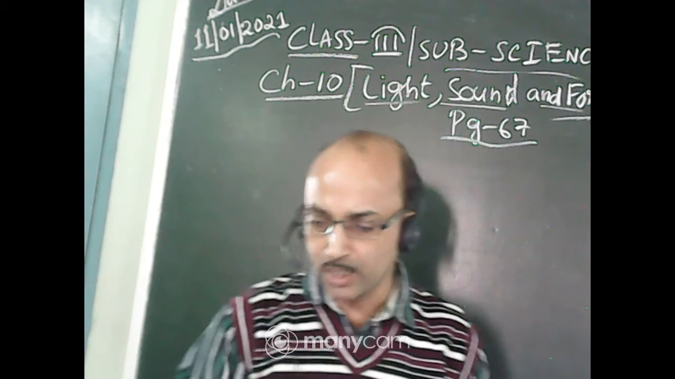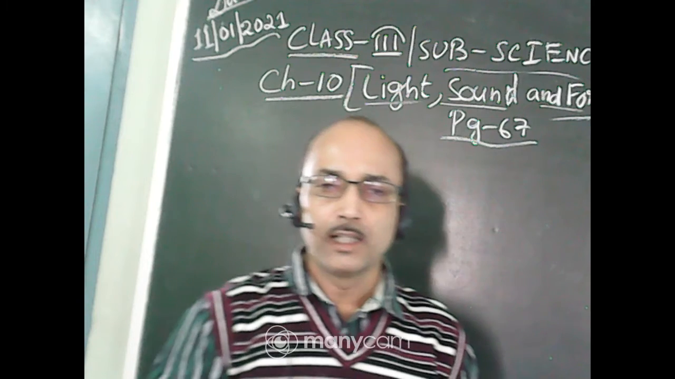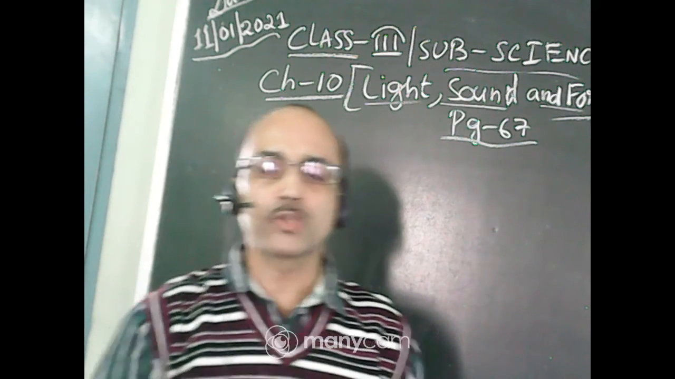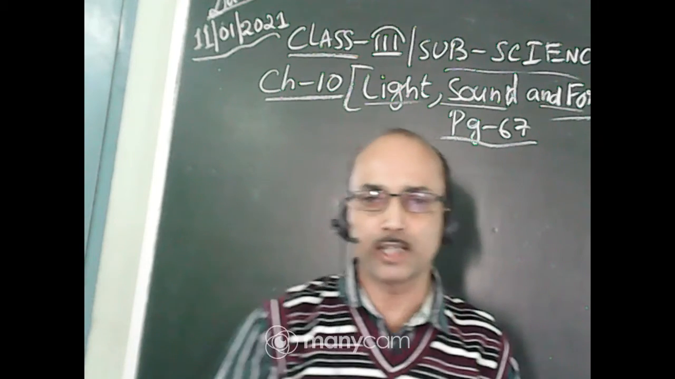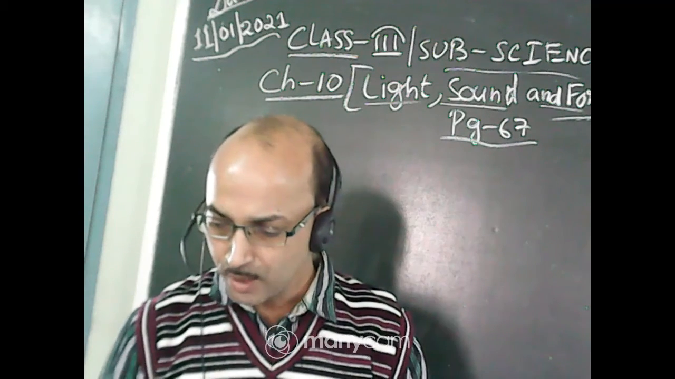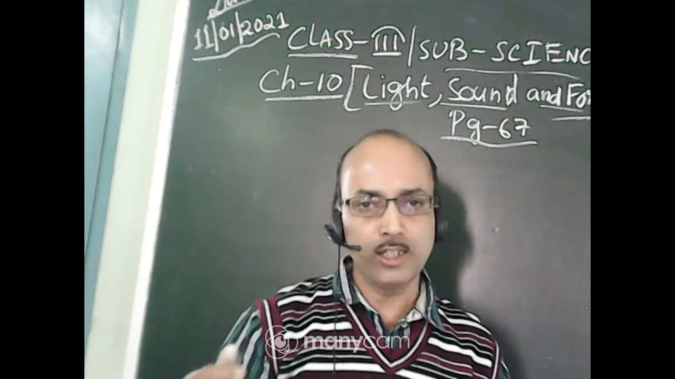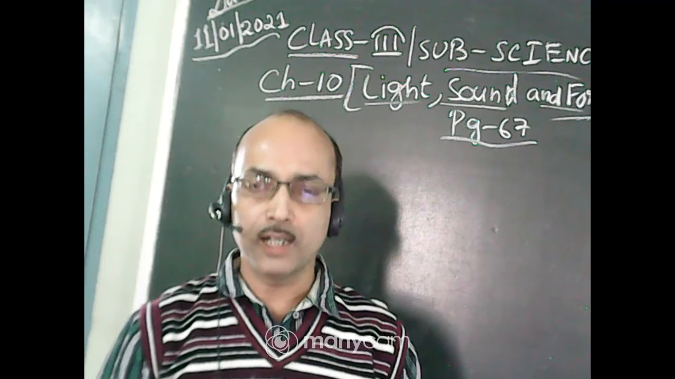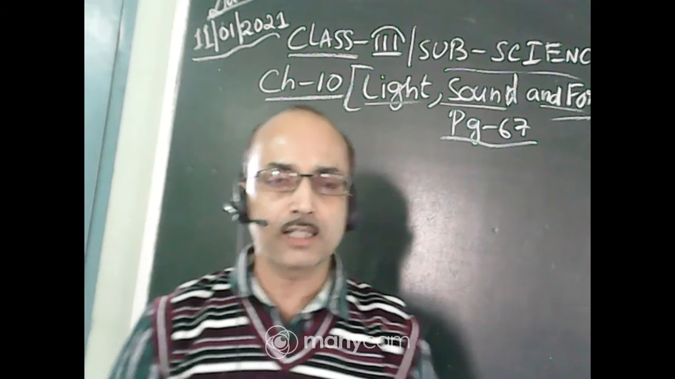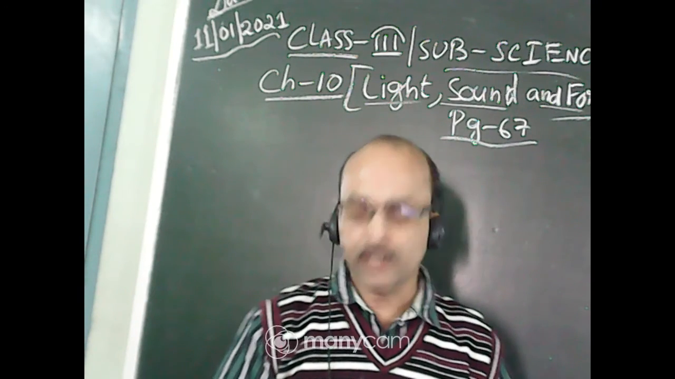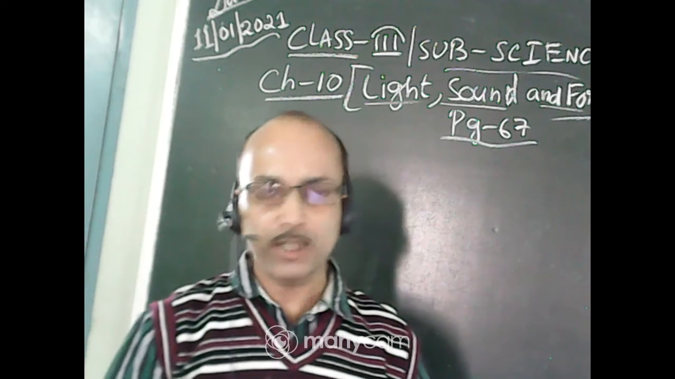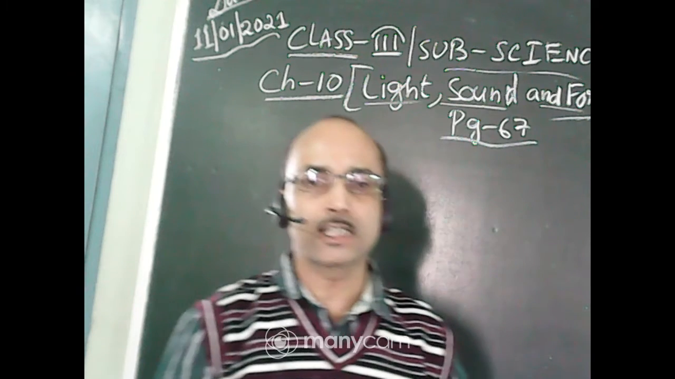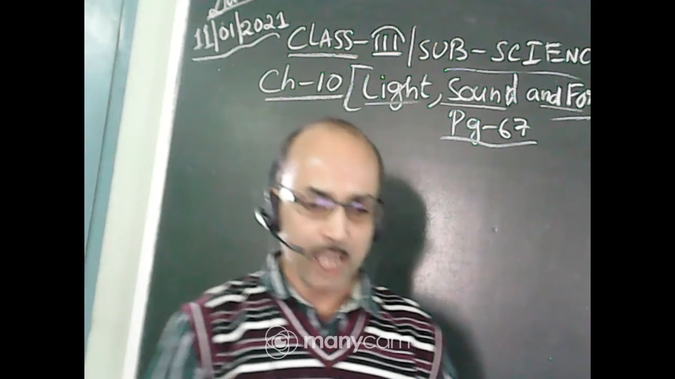Light, what we have learned. Light is a form of energy. You are able to see things when light falls on the object. We need light to see objects. There are two types of objects. One is luminous objects, meaning the objects that give us light. For example, bulb, tube light, candle, torch, sun.